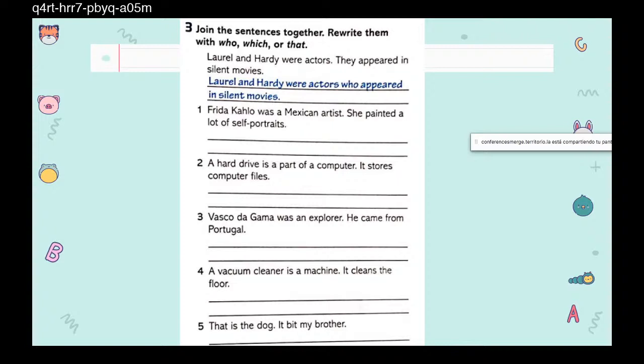Number one says that Frida Kahlo was a Mexican artist. She painted a lot of self-portraits. So we are making reference to Frida Kahlo as a subject, right? Because we have Frida Kahlo and over here she. So instead of repeating Frida Kahlo and she, we are going to join the two sentences in one. It says that Frida Kahlo was a Mexican artist who painted a lot of portraits. Also, I can use Frida Kahlo, who was a Mexican artist, painted a lot of self-portraits. Also, we can use Frida Kahlo was a Mexican artist that painted a lot of self-portraits. We can have different answers, and that's okay if we join the two sentences with the correct relative pronoun.